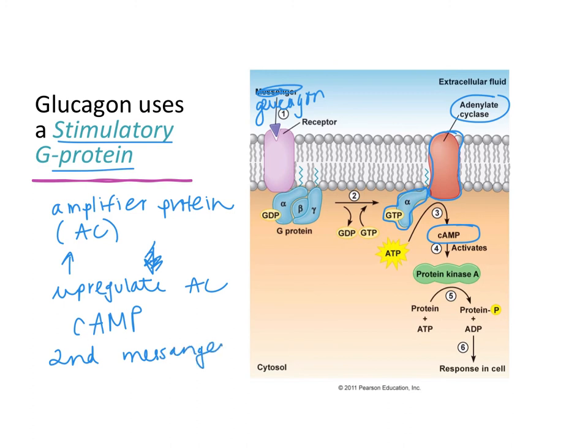Who was the first messenger? Well, that was glucagon. Cyclic AMP is going to signal a phosphorylation cascade. You get a phosphate, you get a phosphate, you get a phosphate.